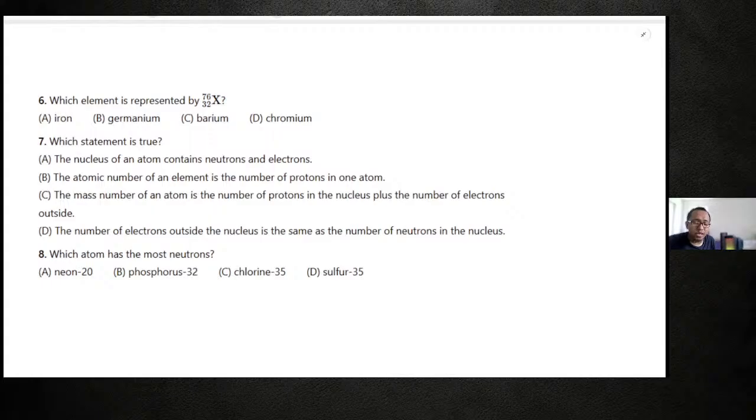All right, which element is represented by 32 X? How to do it? We need to take a look at the periodic table again. Let's break down the symbol first. 32 represents the atomic number, so the number of protons.